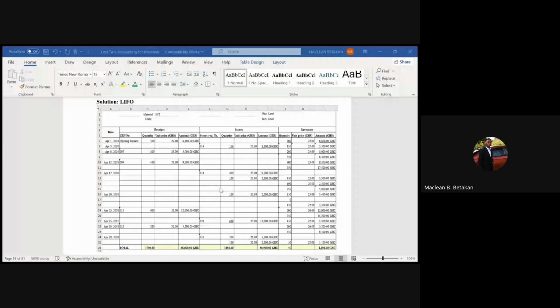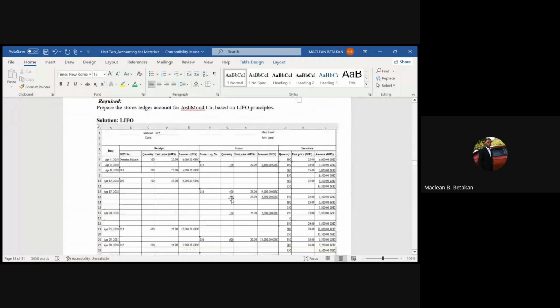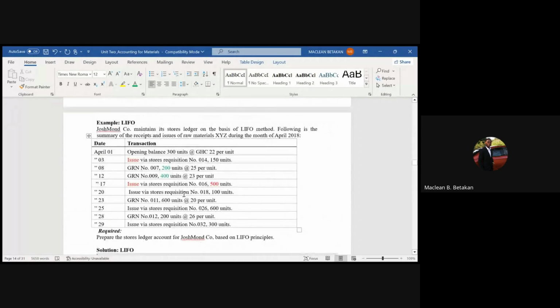So I say it again that we are left with 250 units. But these 250 units are split into two. 150 is valued at 22 cedis, and 100 units is valued at 25 cedis. So we go to the next transaction, which is an issue. We are issuing again 100 units.